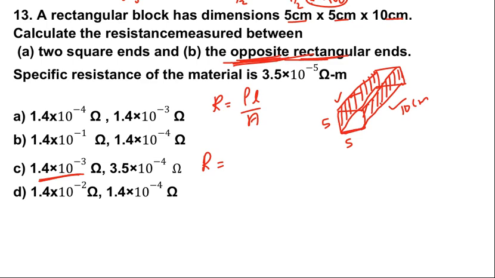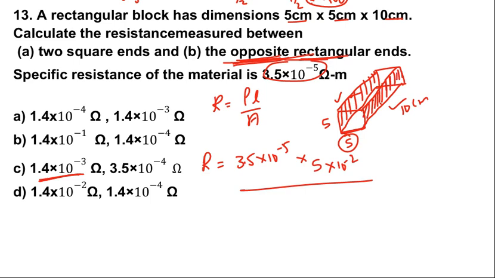R equals rho, which is given as 3.5 into 10 power minus 5, into the length between these two ends. What is the length here? 5 centimeters. That is 5 into 10 power minus 2, by the area of this rectangular end. Area of this rectangular end is this one multiplied with this one, that is 5 into 10 power minus 2 into this 10 into 10 power minus 2. Just simplify this. So here 5 into 10 power minus 2 and 5 into 10 power minus 2 will get cancelled. And here, 3.5 you are getting.